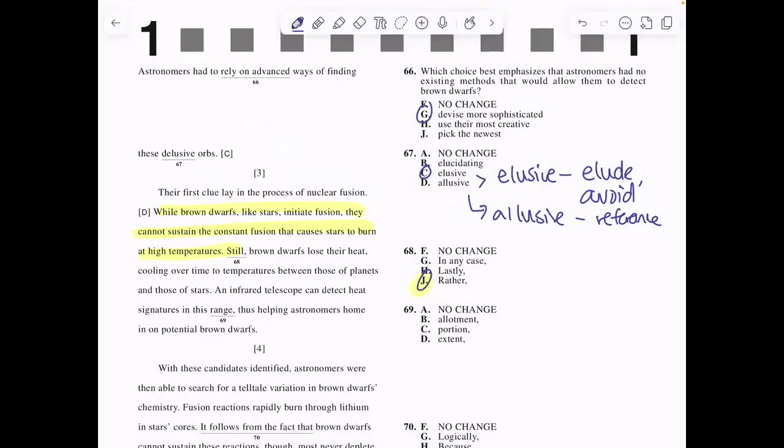Okay, 69. An infrared telescope can detect heat signatures in this range, thus helping astronomers home in on potential brown dwarfs. I think range makes sense. This range, right? The temperatures between those of planets and those of stars, that's the range they're talking about.